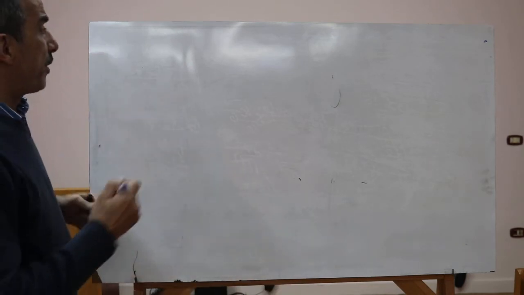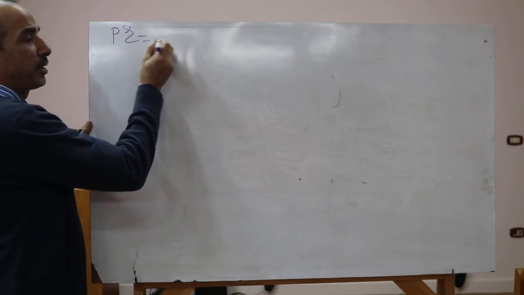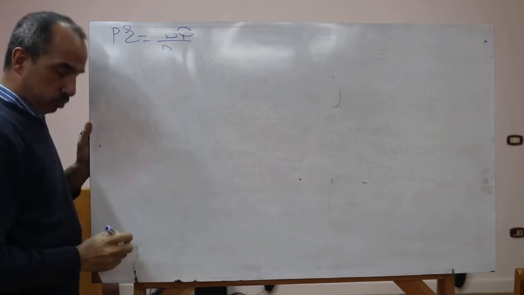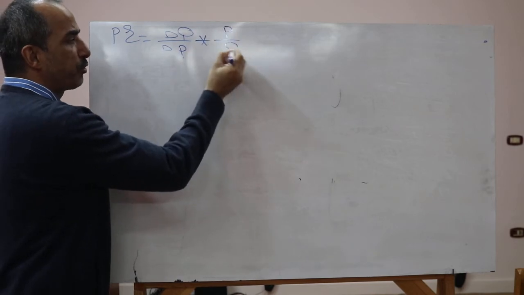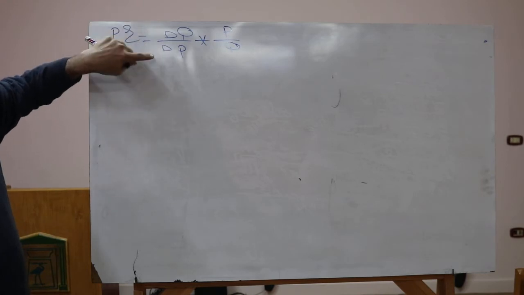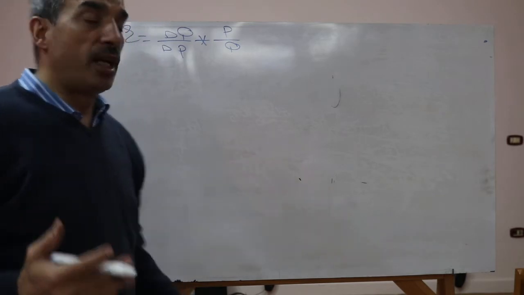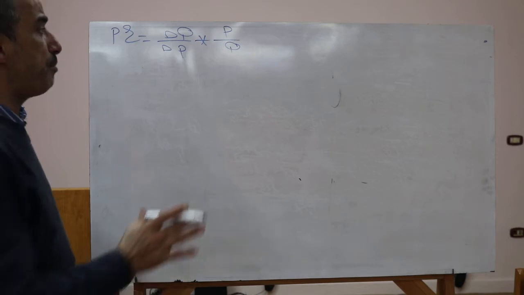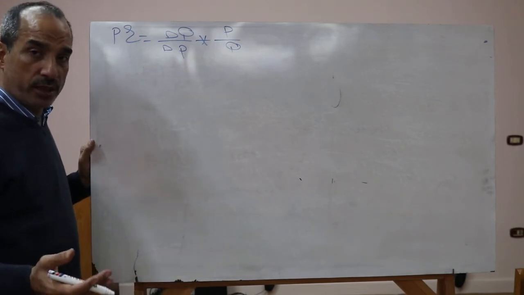Price elastic equals change in quantity over change in price, times price over quantity. Okay, this is change in quantity and this is change in price. This is the price before change and this is the quantity before change. This is a very important way to expect the products in the future.